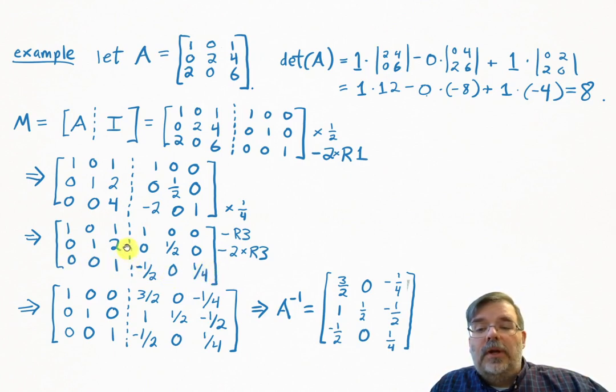Finally, we use this 1 to eliminate these two values to turn them both into zeros. To remove this 1, we can say from row 1, subtract row 3. To eliminate this 2, we can say from this row, subtract 2 times row 3. When you're done, on the left is the identity matrix.